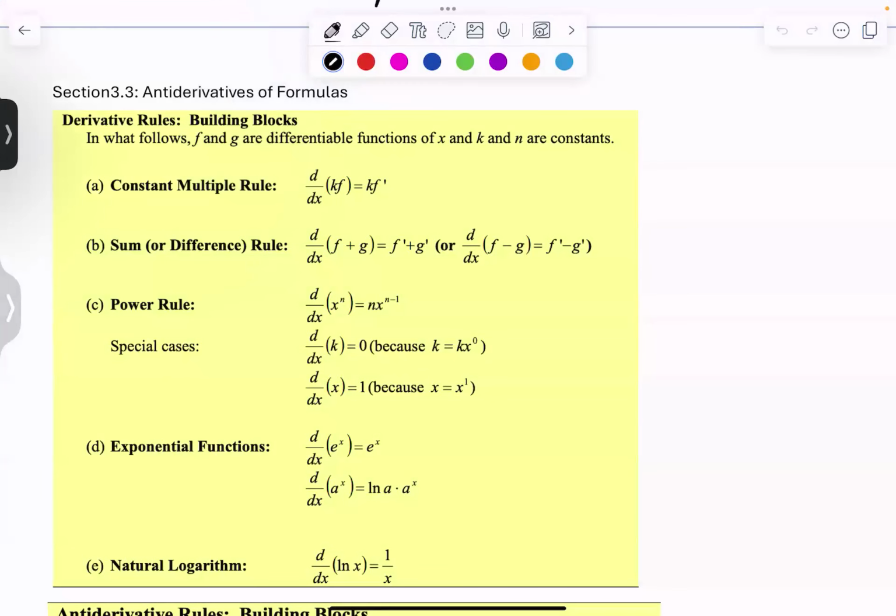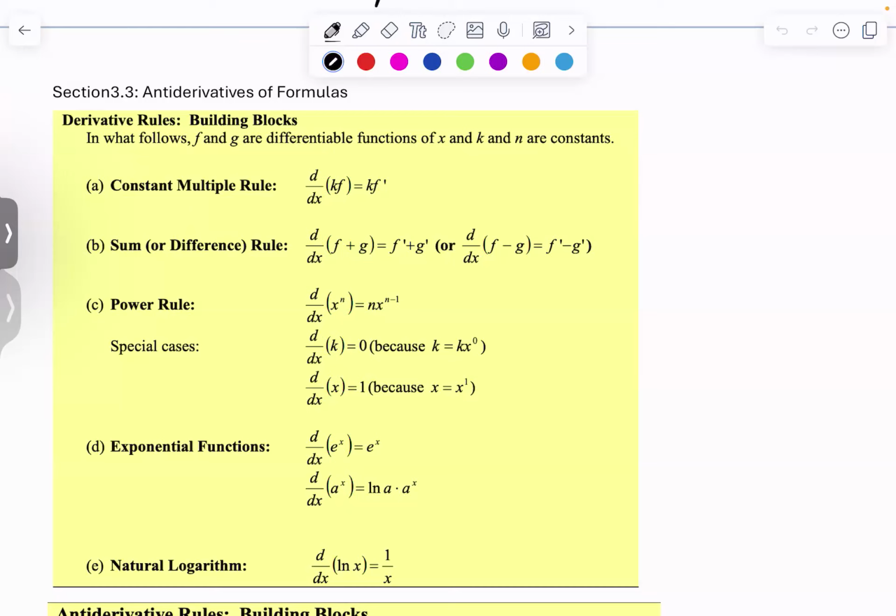Hey everyone, welcome back. We are on the basics of antiderivatives. I started out with this breakdown of derivative rules. So this is from last chapter, chapter 2, where we have all of our derivative rules.